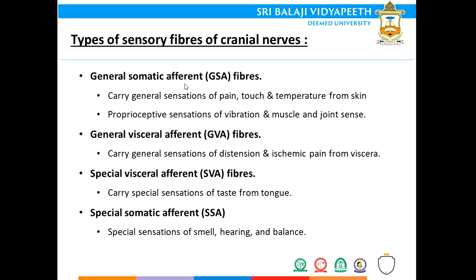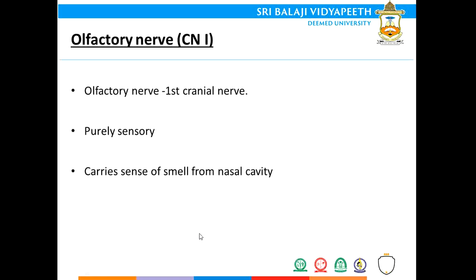The olfactory nerve does not carry the sensation of pain, touch or temperature, so no general somatic afferent. It is not carrying the sensation of distension, so no general visceral afferent. Also, the olfactory nerve is not associated with taste sensation, so no special visceral afferent. So the only functional component for the olfactory nerve is special somatic afferent, that is, the special sensation of smell it is carrying. Okay, so that is the olfactory nerve.